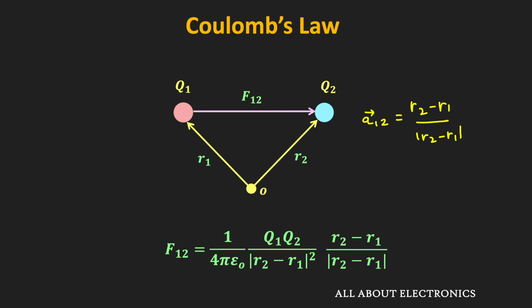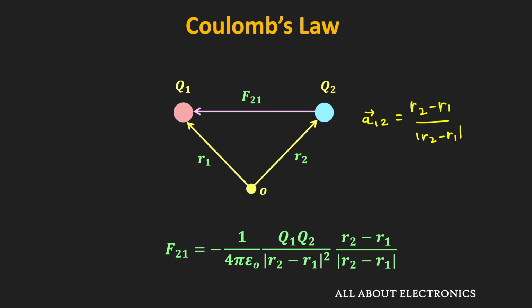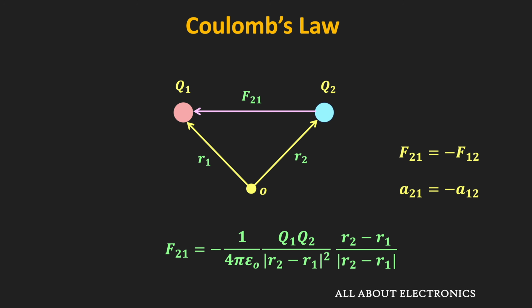That means here, if we see the force that is acting on the charge q1 due to this charge q2, or this F21, then it is exactly the same but in the opposite direction. So from this, we can say that here this F21 is equal to minus F12. Or more precisely, here this unit vector A12 is equal to minus A21.